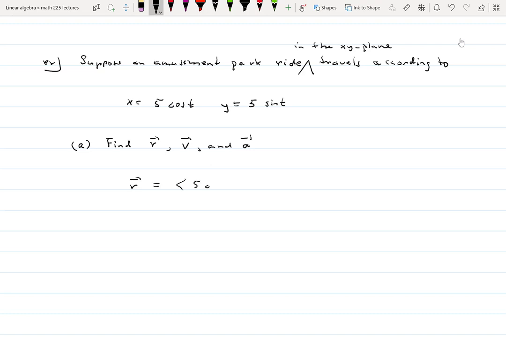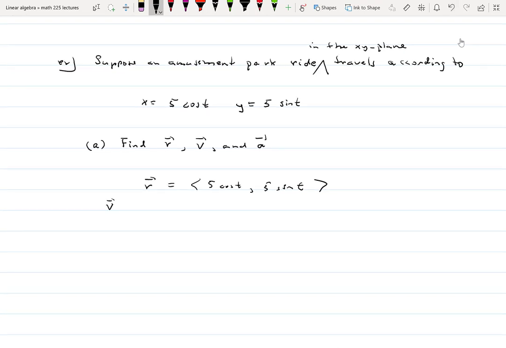The position vector is the vector whose components are 5 cosine t and 5 sine t. That's it. Your velocity vector is the derivative of your position vector. So it's negative 5 sine t, 5 cosine t. And your acceleration vector, which is the rate of change of your velocity, or the second derivative of your position, is simply another derivative. The derivative of negative 5 sine t is negative 5 cosine t, and the derivative of 5 cosine t is negative 5 sine t.